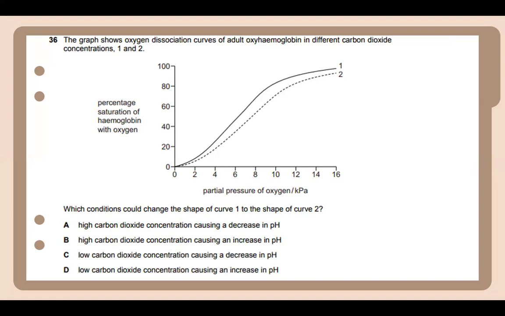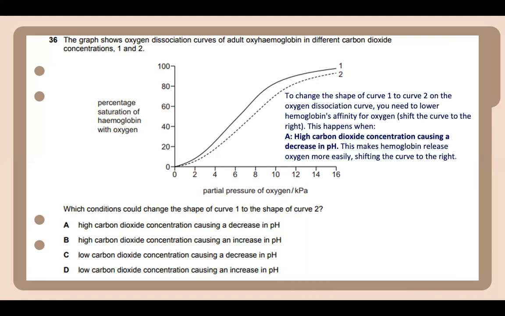The graph shows the oxygen dissociation curve of adult oxyhemoglobin at different carbon dioxide concentrations, 1 and 2. Which condition could change the shape of curve 1 to the shape of curve 2? To change curve 1 to curve 2 on the oxygen dissociation curve, you need to lower hemoglobin affinity for oxygen, meaning shift the curve to the right. This happens when high carbon dioxide concentration causes a decrease in pH, and this makes hemoglobin release oxygen more easily, shifting the curve to the right.